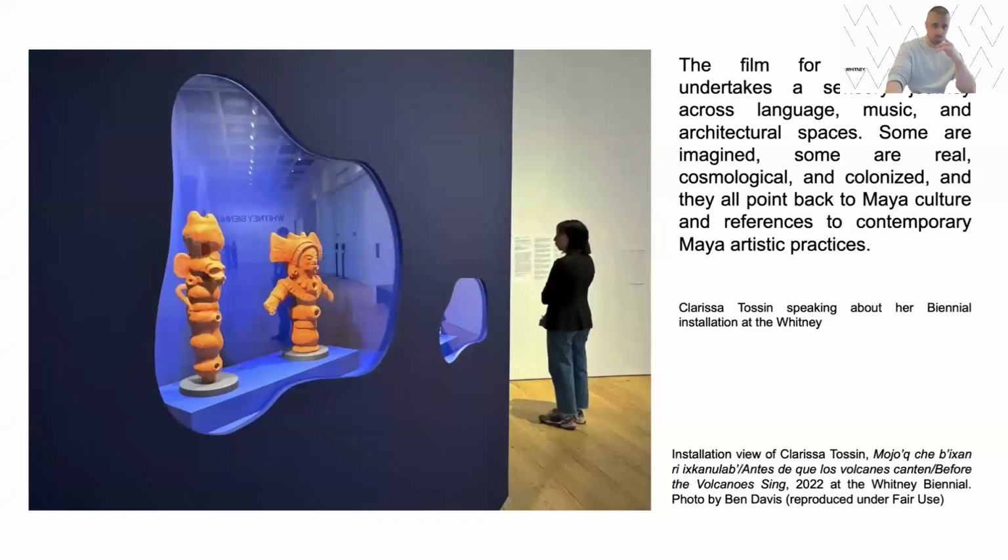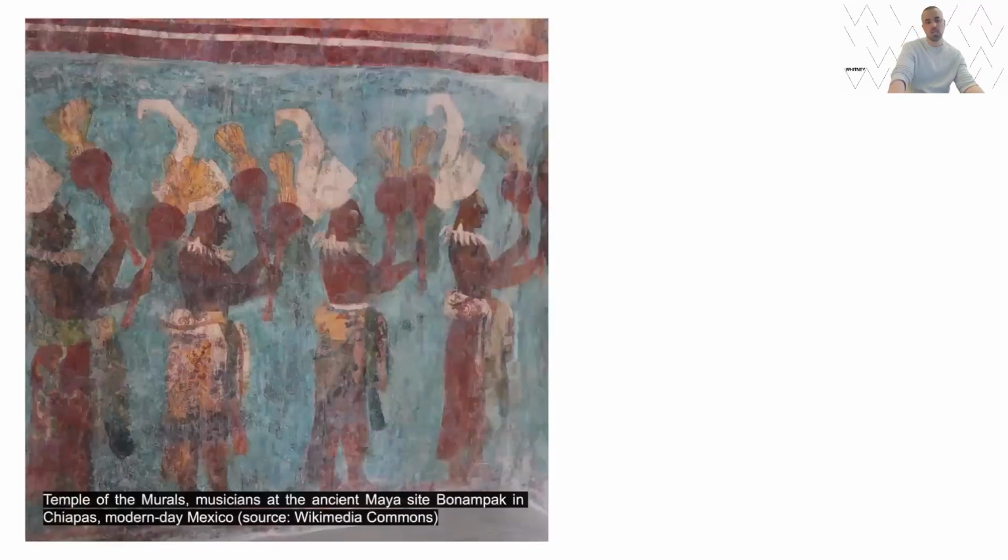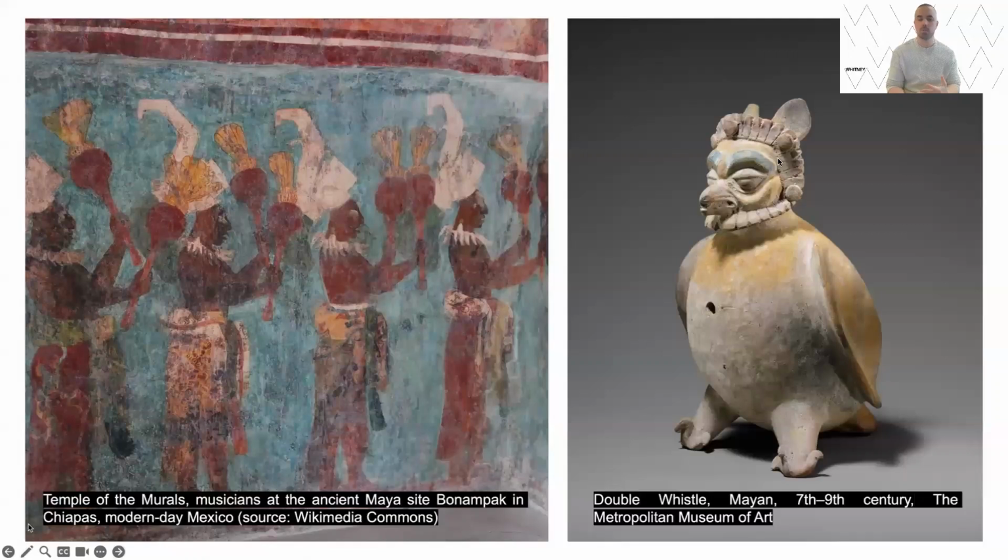Now, I should mention, I'm not a specialist in the pre-Columbian Americas, or I should say modern-day Central America and modern-day South American pre-Columbian cultures. And so even more so, I was drawn to how some of these historical artifacts and historical records, again, literally thinking about the palimpsest here. The Temple of Murals here is in modern-day Mexico, but it's the ancient Maya site called Bonampak. And here we see a procession of musicians. And here we have another example of a double whistle. This is from the Metropolitan Museum of Art, between the 7th and 9th centuries.